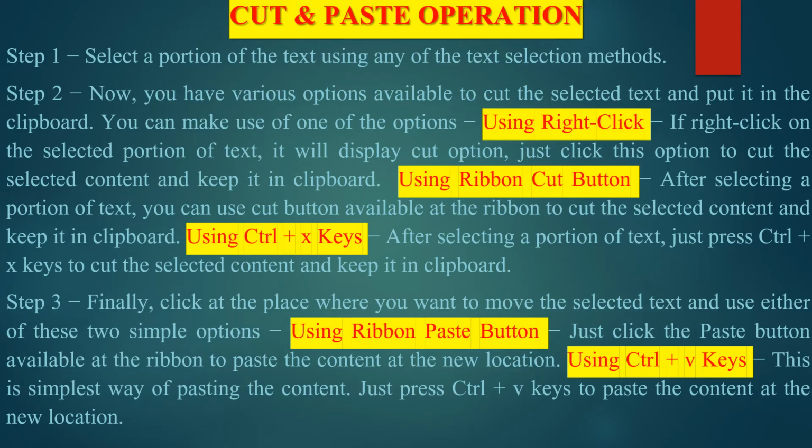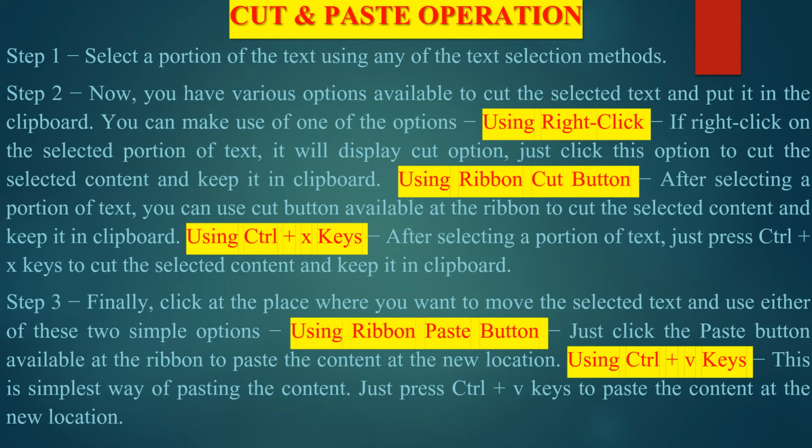Cut and paste operation. Step number 1, select a portion of the text using any of the text selecting methods. Step number 2, now you have various options available to cut the selected text and put it in the clipboard. You can make use of the option using right click. If you right click on the selected portion of the text, it will display the cut option. Just click this option to cut the selected content and keep it in the clipboard.